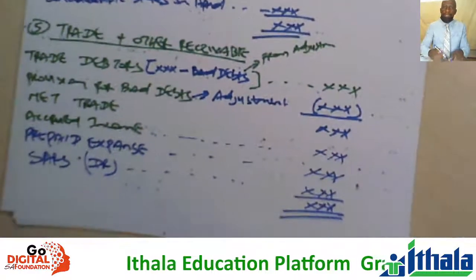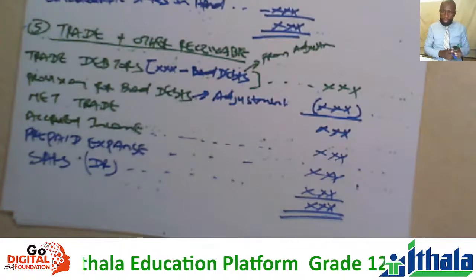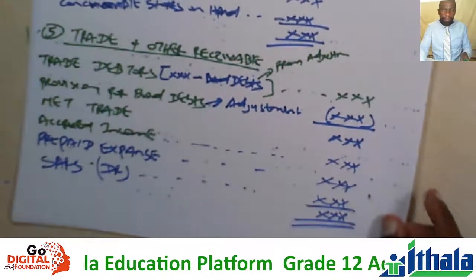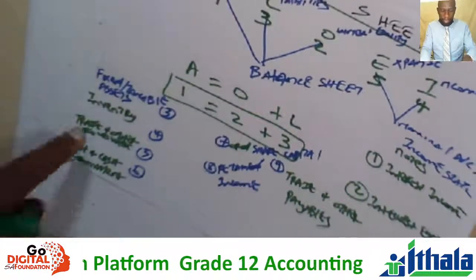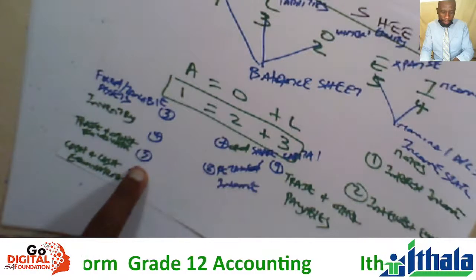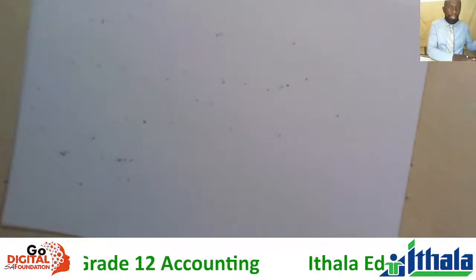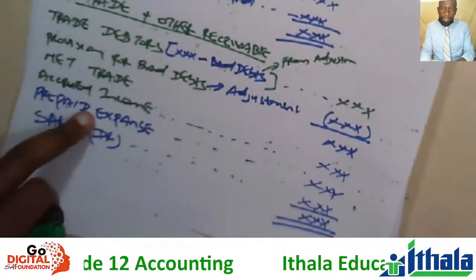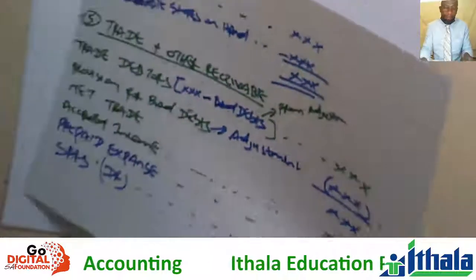So that is basically note number 5. I'm trying to give you a background before we go and do the question. And then remember we said there are 9 notes. So we go to note number 6 now. It's here, we're still on A, you can see. This is note number 3, 4 inventory, 5 trade and other receivables. Why trade and other receivables? Because we are expecting to receive from people who are owing us. So that's why we call it trade and other receivables.